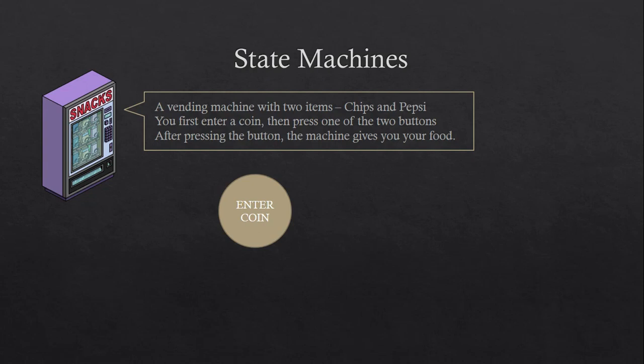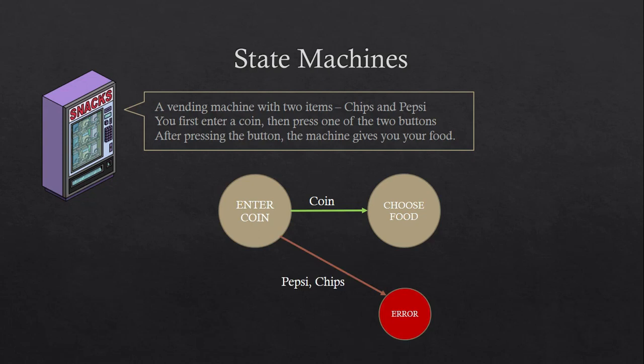So if you enter a coin, it moves to the choice of food state. So in this state, you are allowed to give the machine choice. But before entering the coin, if you try to choose a food, that is, if you press the Pepsi or chips button, it gives you an error.